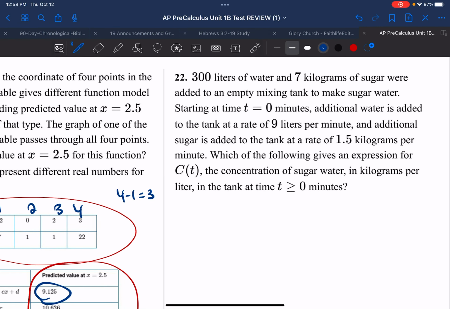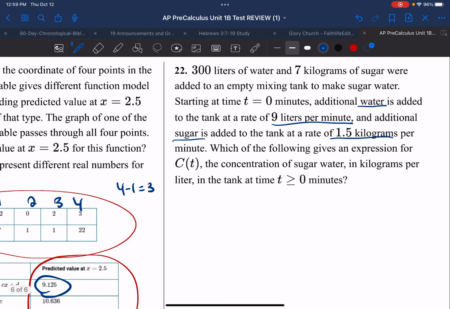Then on 22, 300 liters of water and 7 kilograms of sugar were added to an empty tank, and then starting at time t equals 0, additional water is added to the tank at a rate of 9 liters per minute. So this is water, and then sugar is added at 1.5 kilograms per minute. It shouldn't say which of the following, it should say write a function or expression that gives the kilograms per liter concentration.